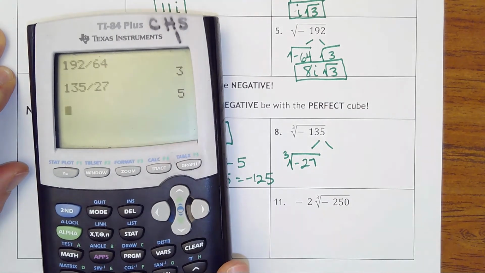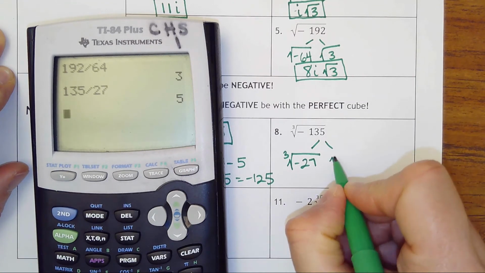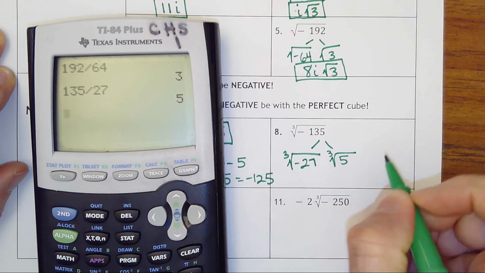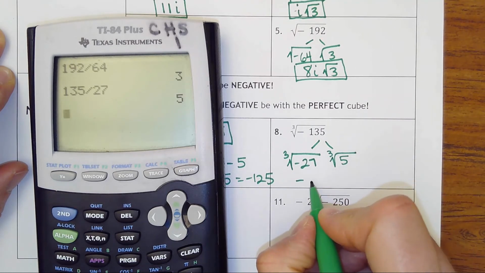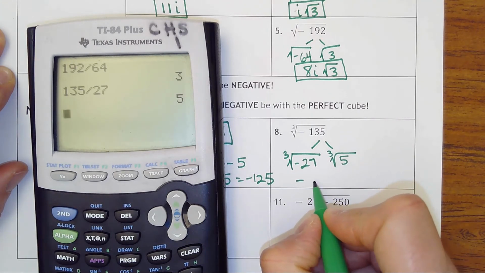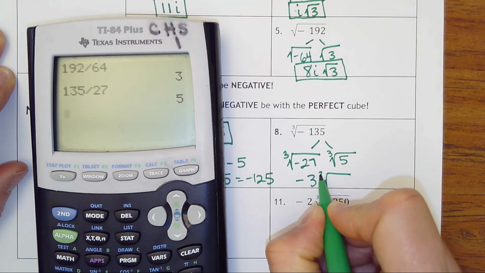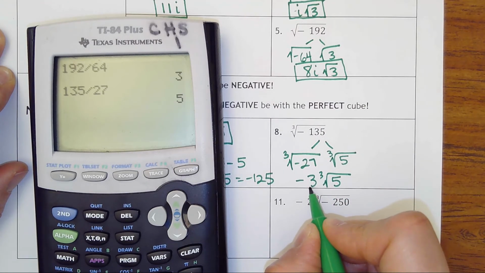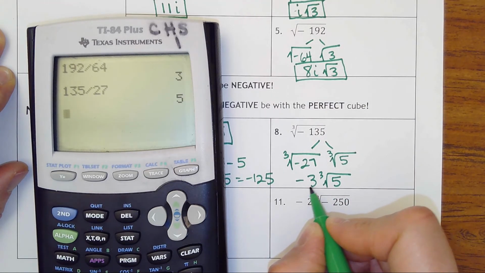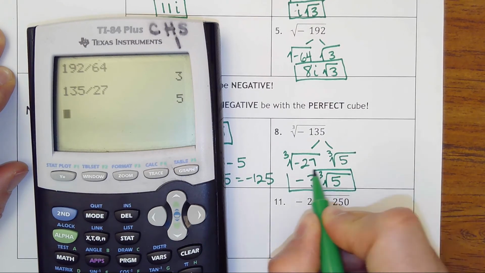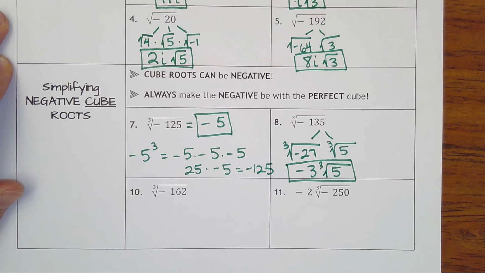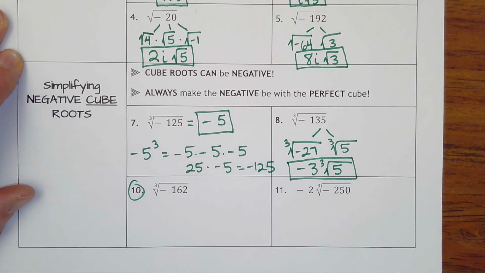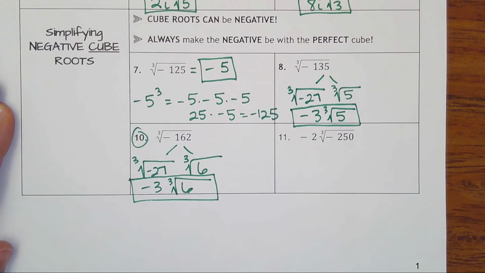I don't know why that looks so blurry. And then times the cube root of 5. So the cube root of -27 would be -3 cube root of 5. Because -3 times -3 is 9. 9 times -3 makes -27. And then number 10, I'll let you pause and try that one.